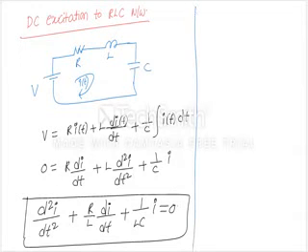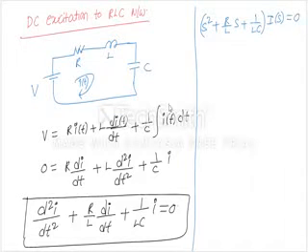Now converting this network, this equation, to S domain. So S square plus R by L into S plus 1 by LC into I of S equal to 0. So the characteristic equation I can say: S square plus R by L into S plus 1 by LC equal to 0.